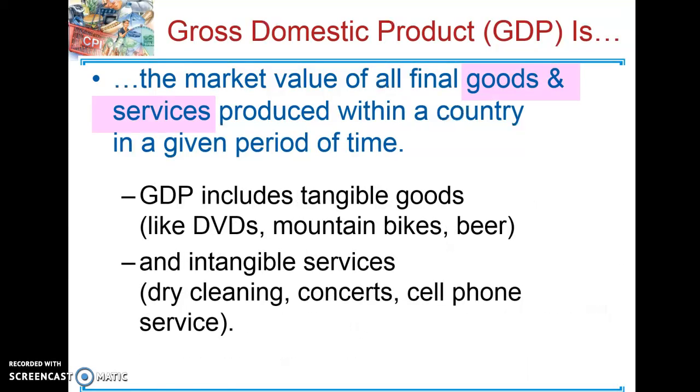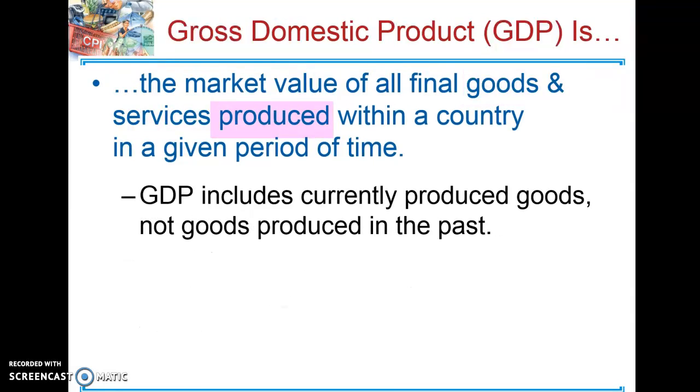Notice also that the definition includes goods and services. GDP includes tangible goods like DVDs, mountain bikes, Gatorade, root beer, and intangible services like dry cleaning, concerts, cell phone service, etc. The definition also states that goods and services are produced in a given period of time. So GDP includes currently produced goods, not goods that have already been produced but have not yet been sold.